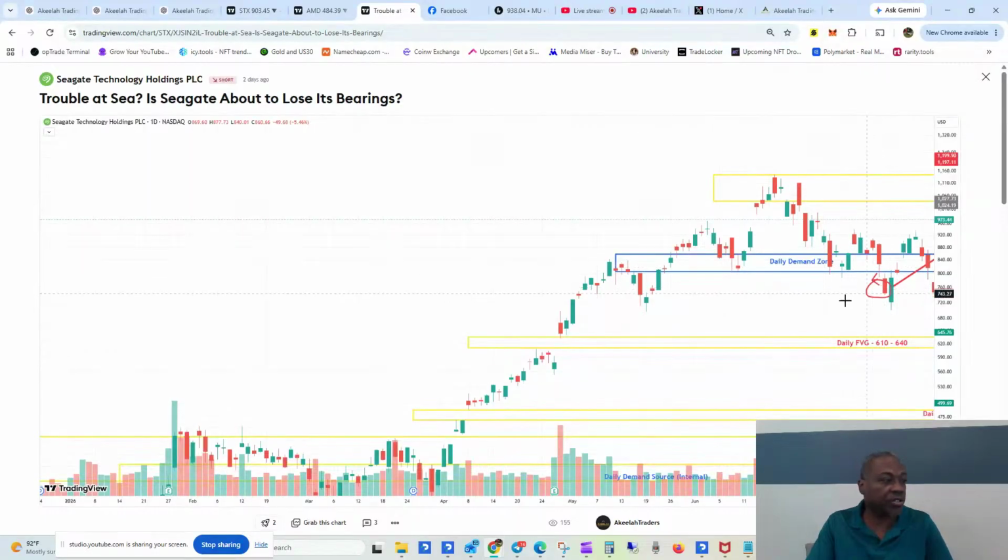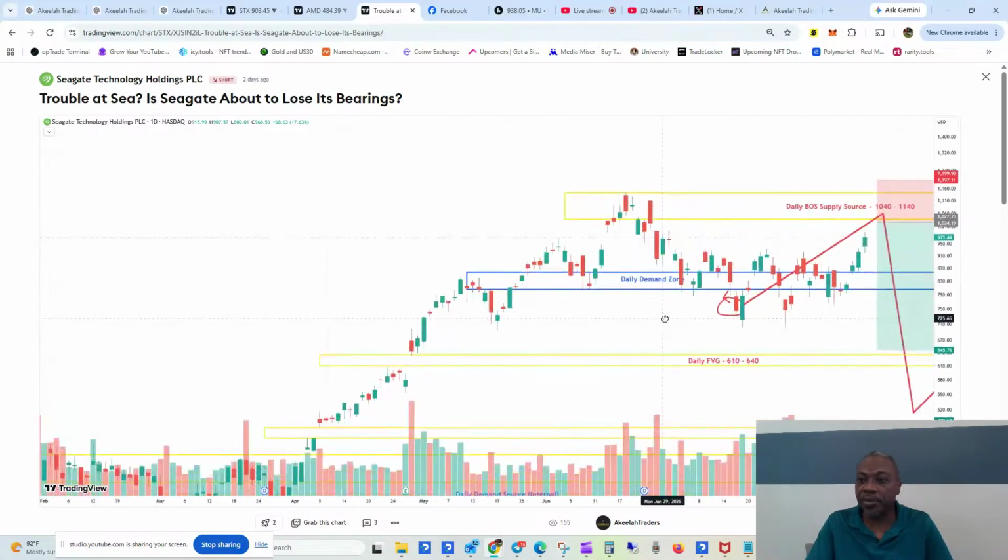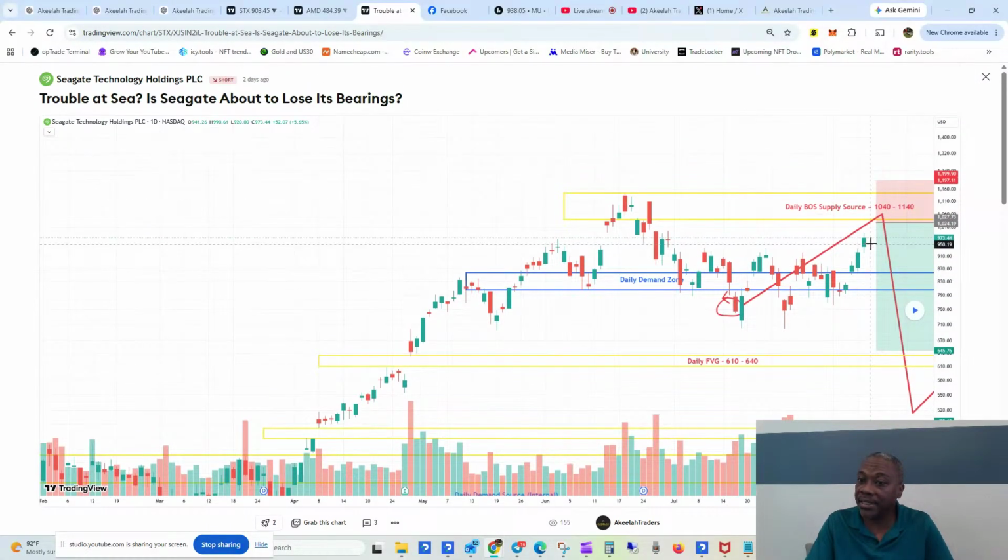So let's see, after this structural break here, we push back up. And actually, we have not quite gotten there, at least as of this posting. I posted this two days ago, I think on Sunday. But anyway, at the time of the post, Seagate was sitting at 970, had gotten to almost 990. So I'm looking for Seagate to push up to this area here.